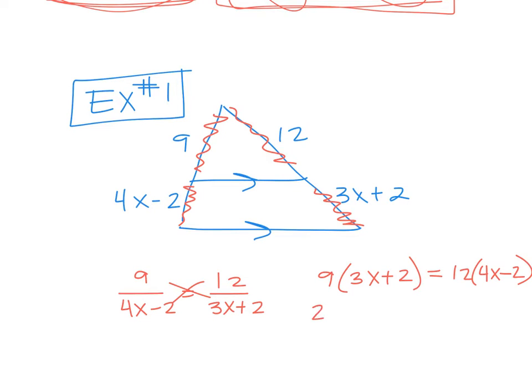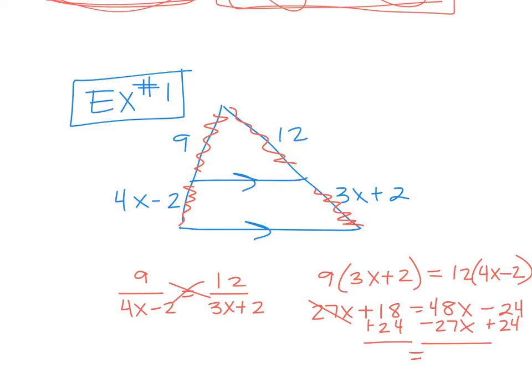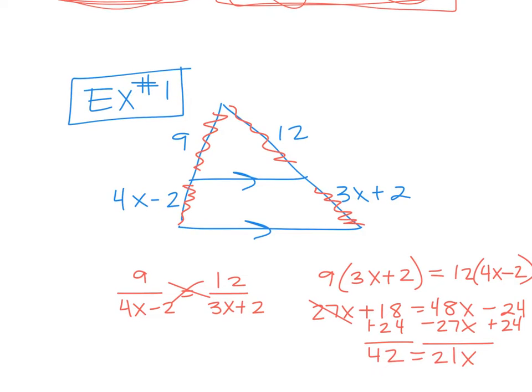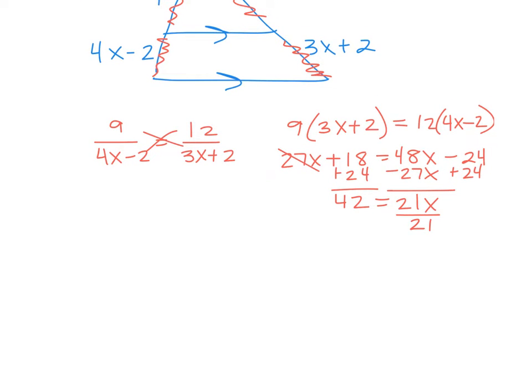Distributive property says we have 27x plus 18 equal to 48x minus 24. Okay, simplify again. We're going to take away that 27x. So this is gone. We're going to move that 24 over. Good old algebra. So you get 21x here equals 42 over here. And then divide by 21. And x should be 2. Okay, that is side-splitter theorem. Any questions on that?